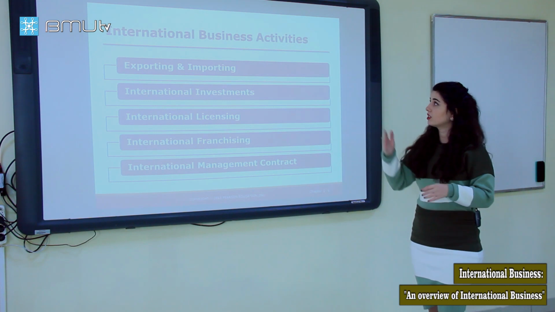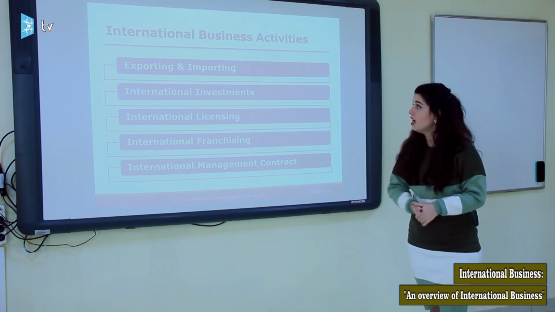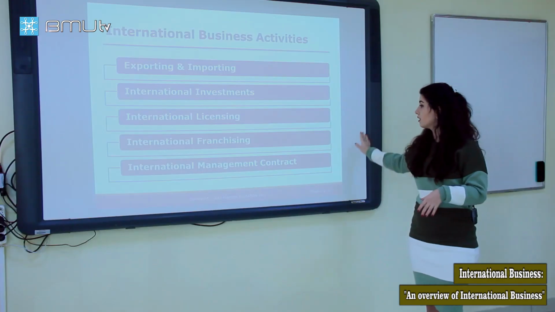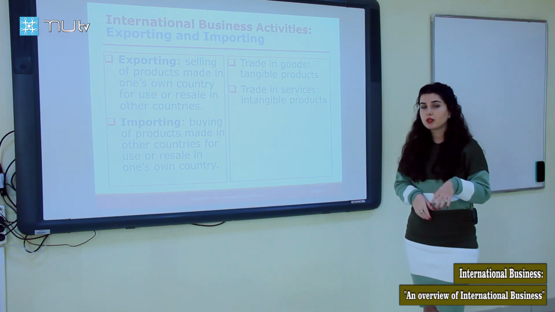First of all, guys, I want to speak about the international business activities. What kind of activities are there? It is exporting and importing. The next ones are international investments, international licensing, international franchising, and the international management contract. Guys, now let's explain all of them.